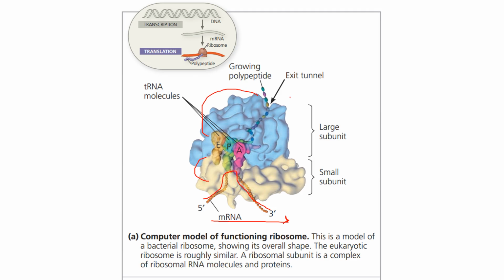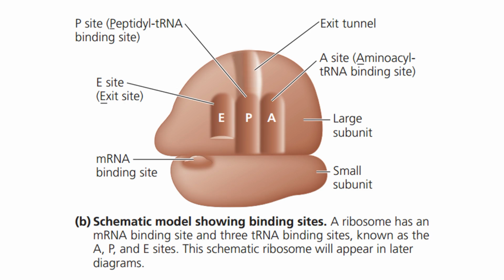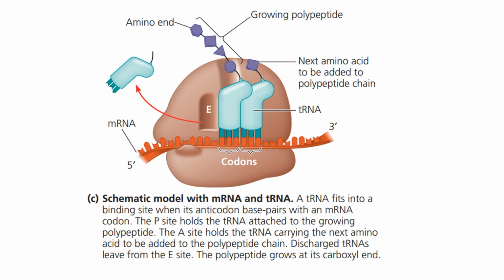And then you have this diagram, which just shows you the E, P, A sites and such. I already explained this to you. Next, the A site is where you have the tRNA that just arrived with its corresponding amino acid. The P site has the tRNA with the growing polypeptide chain. The E site is where the tRNA exits the ribosome.